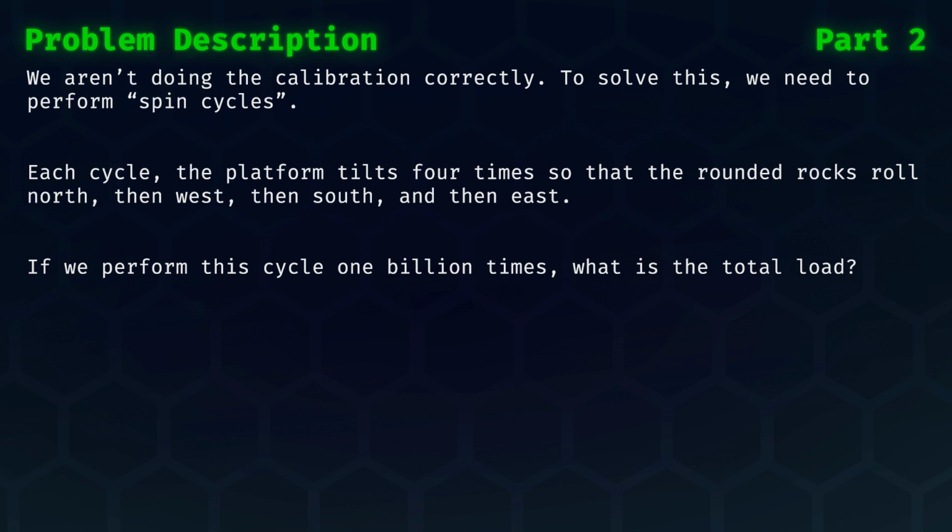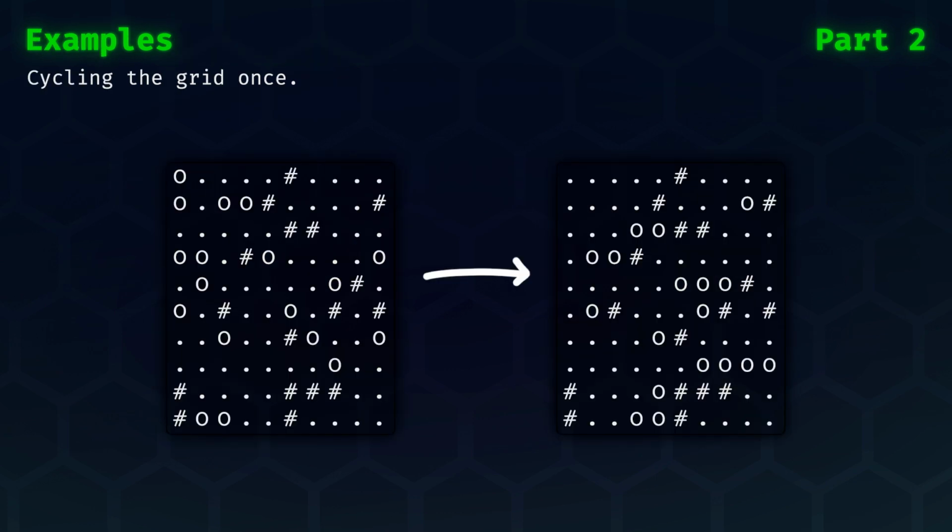If we perform this cycle 1 billion times, what is the total load? Here is the example from part 1 where we now performed 1 full spin cycle. So what we did is first we tilted the grid up so the rocks were aligned north, then we tilted the grid left so the rocks were aligned left, then we tilted down, and then we tilted right. In this second example, you see the result after 2 spin cycles.